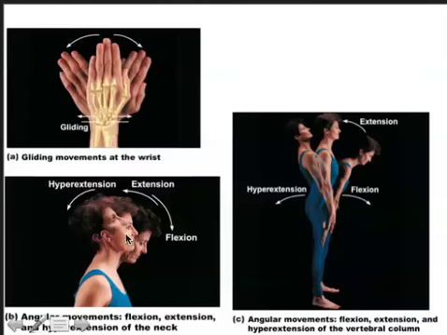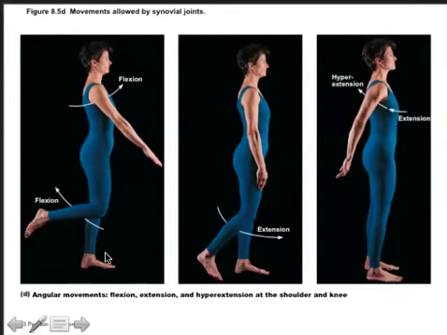Here we can see flexion, extension, and hyperextension of the neck. Okay, and here we can see flexion, extension, and hyperextension at the hip. Okay, so this is involving primarily the vertebral column and its articulation with the sacrum. Okay, here we're looking at movements that are allowed in the cervical division of the vertebral column. Here we see an example of flexion and extension at the shoulder. Okay, so flexion would be in this direction, extension, and then we can have hyperextension.